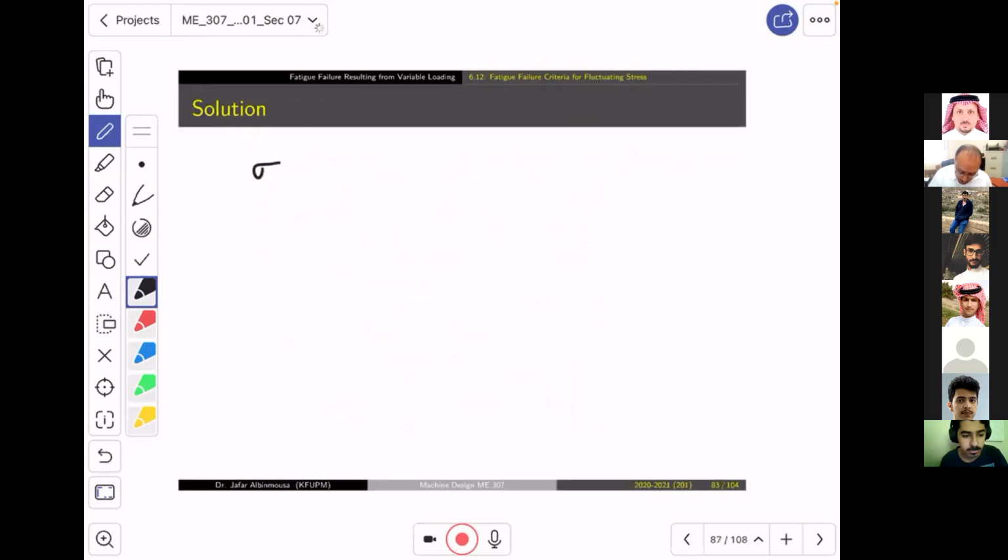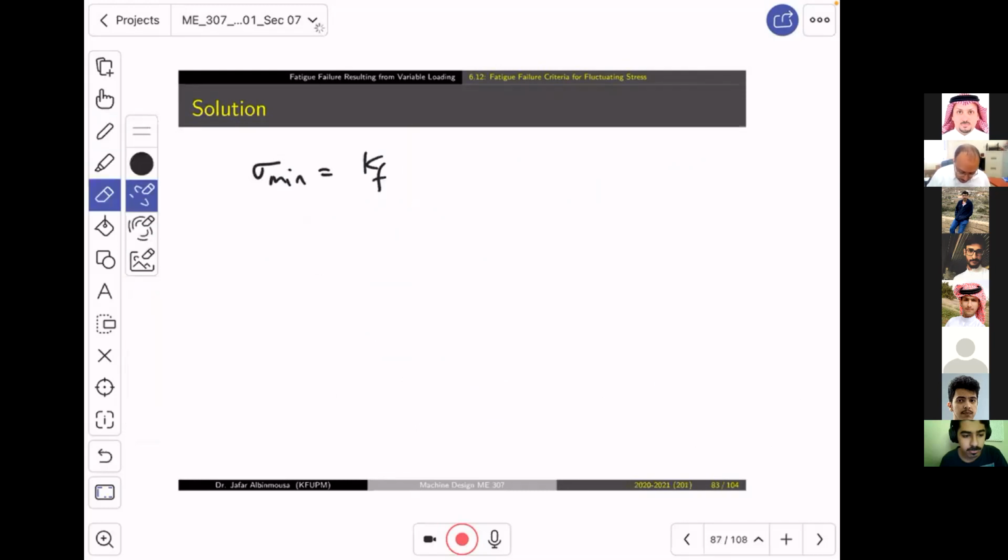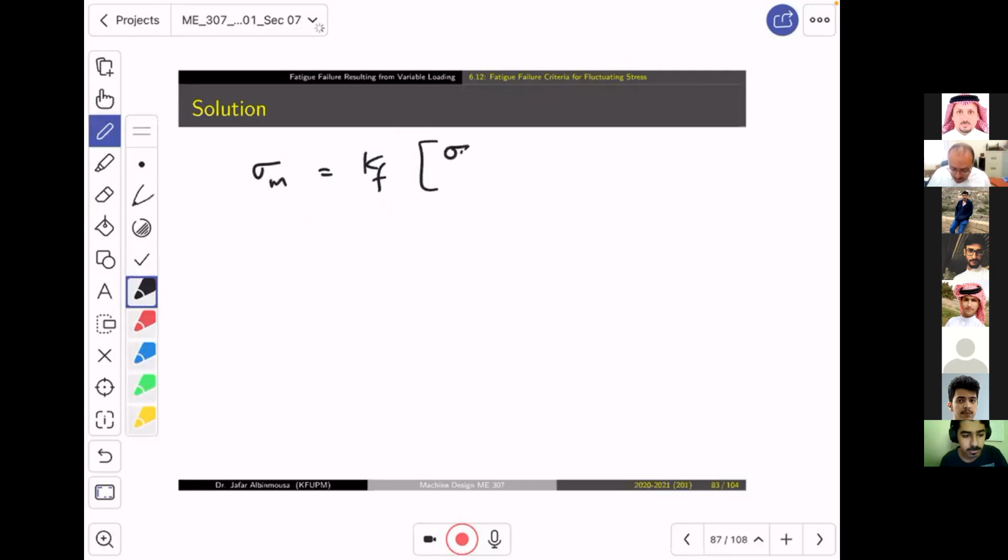Sigma mean, ya akhwan, is equal to Kf multiplied by sigma max plus sigma minimum divided by 2. And if I do this, what would I get? I will get minus 9.12 kbsi.